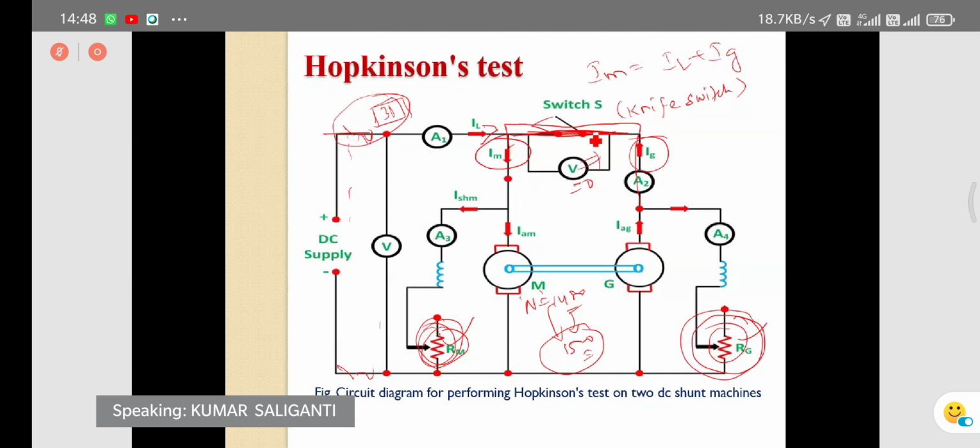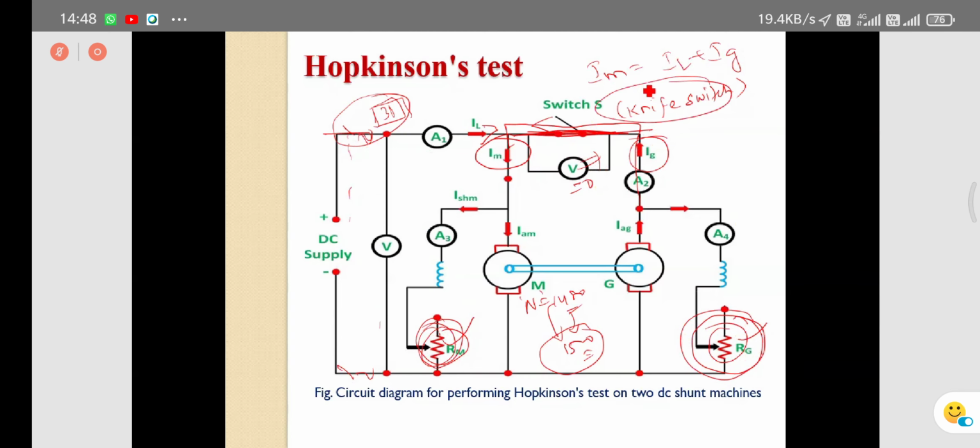So when the voltmeter reads zero, you can close the knife switch here. Whenever the switch is closed, what happens? The generator side current comes this side, and this current is added to the line current. So the total motor current will be this current here.